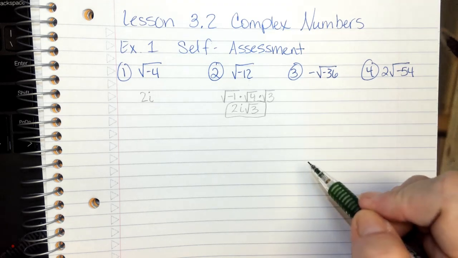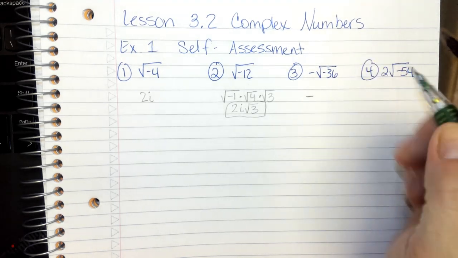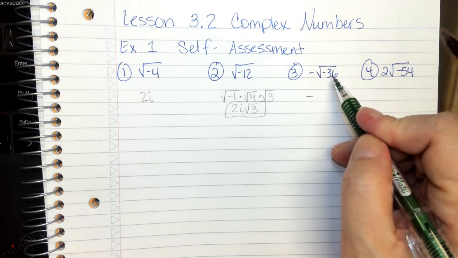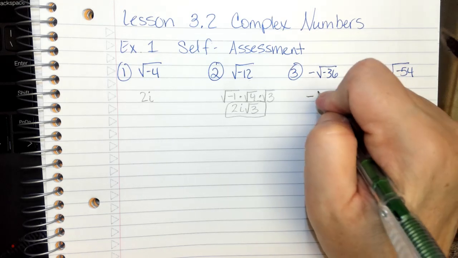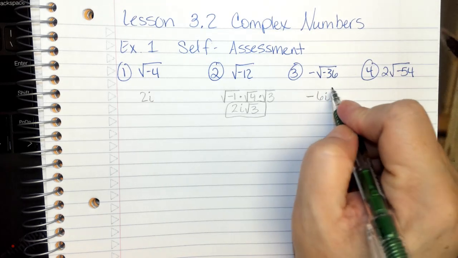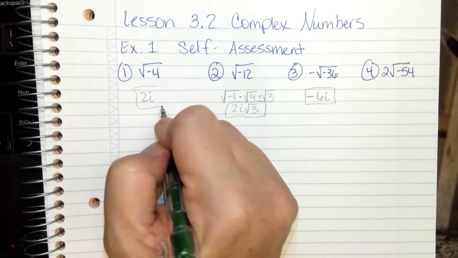All right, this one has a negative, so that just means you're going to take a negative along for the ride. Your negative means you're going to have i, and the square root of 36 is 6. So this would be your final answer.